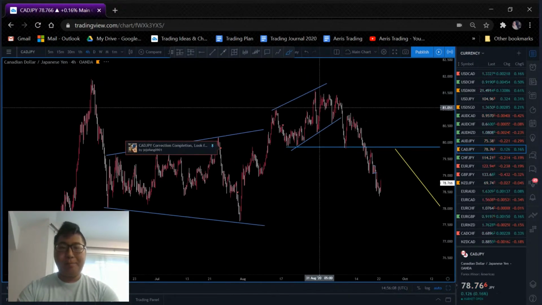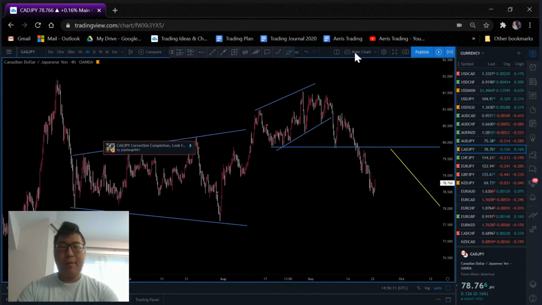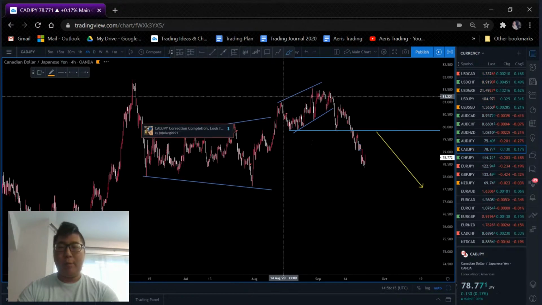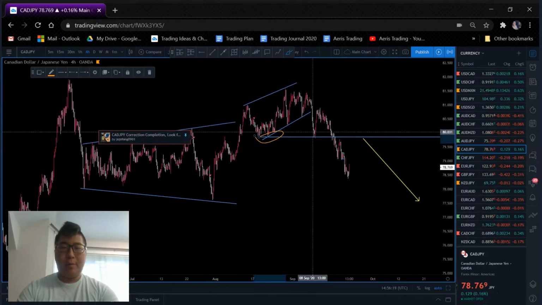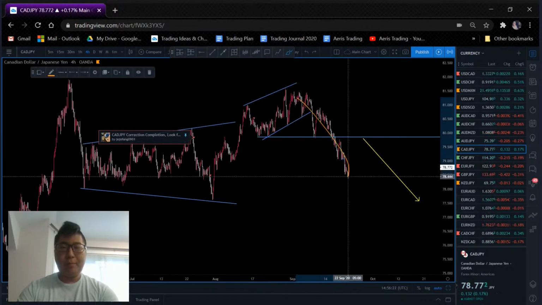So CAD yen was also one of my favorites to go through. I mentioned this in the weekly outlook. So we clearly broke this low here. Okay, we broke the lows here. We dropped down very impulsively.